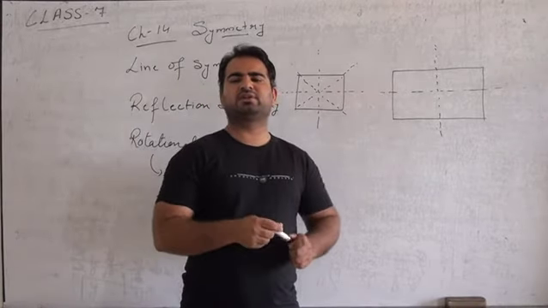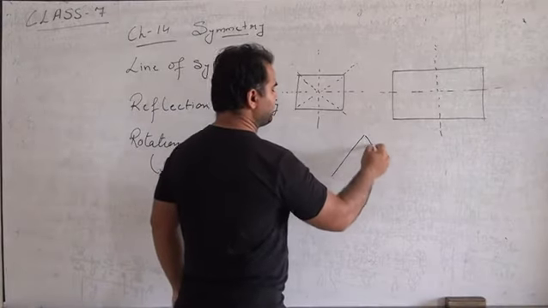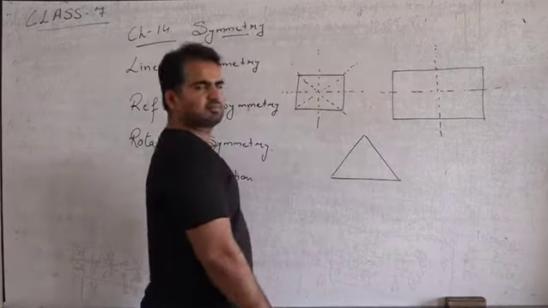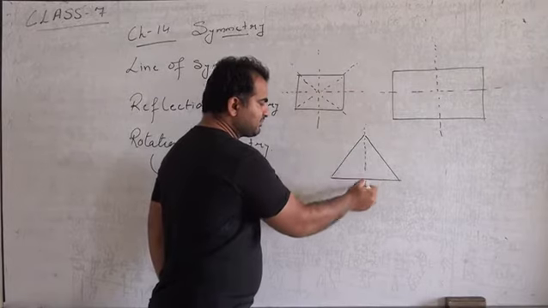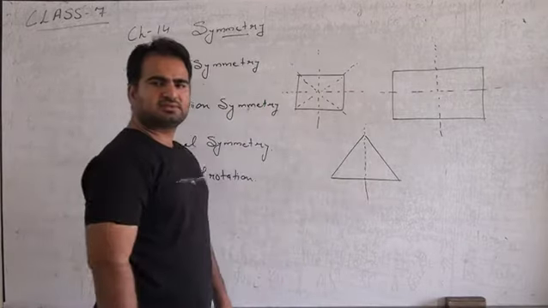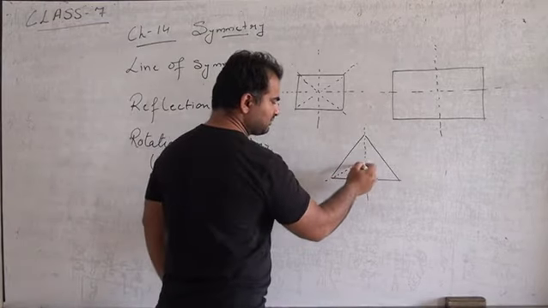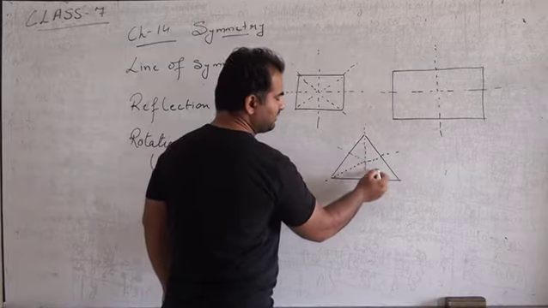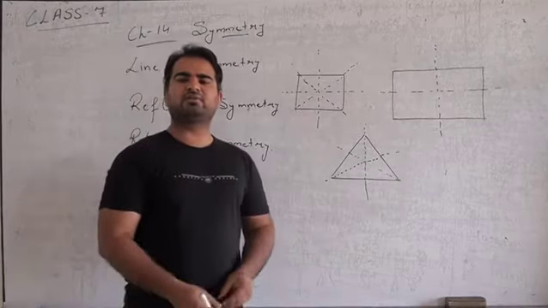It is an equilateral triangle. So in an equilateral triangle, how many lines of symmetry will it have? We can draw a line like this. Yes, it can be like this also, and it can be like this also. So how many lines of symmetry will an equilateral triangle have?